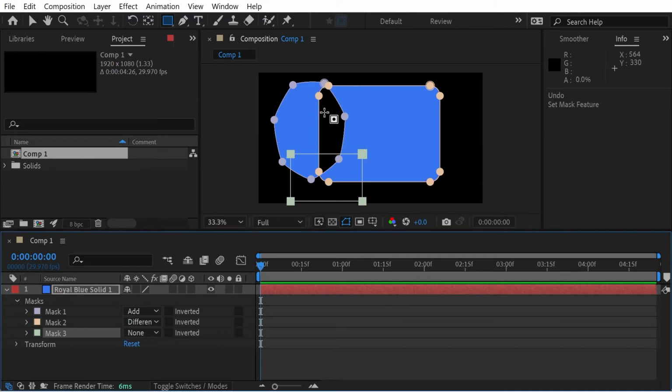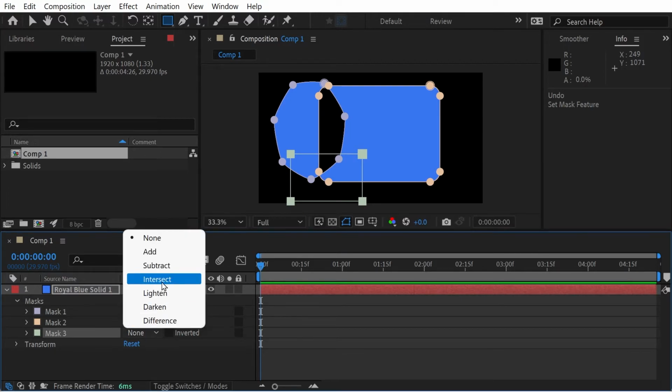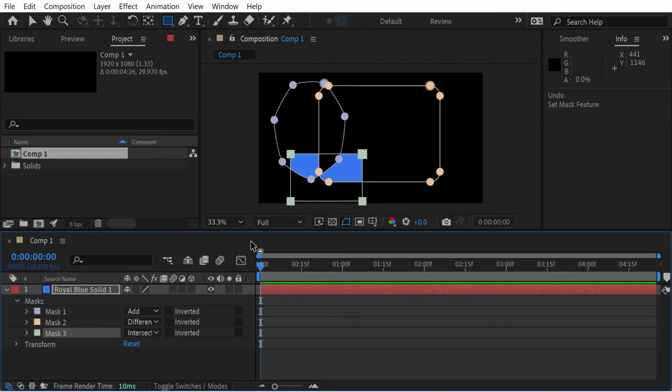Wherever it intersects with the mask above it, it's going to have a point there. So okay, we go back and also look at the difference. If we then do an intersect here, you see it's going to keep that piece there.